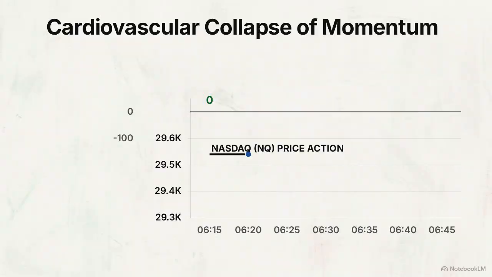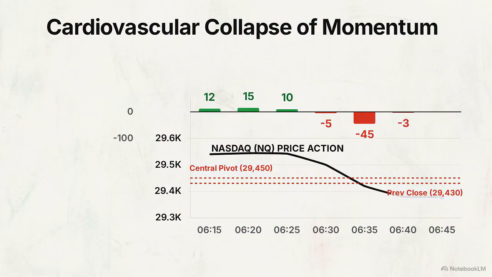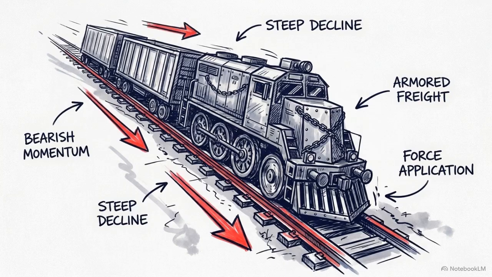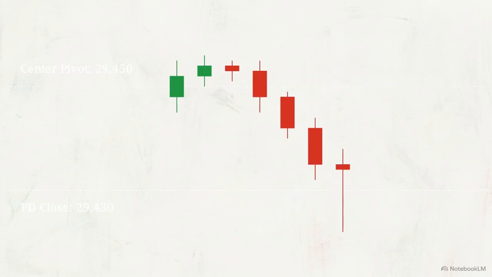On this split-screen dashboard, the trap becomes visible. While price drops, the engine telemetry in the lower panel instantly slams downward, crossing deeply below the zero baseline. This data signature represents a deliberate cardiovascular collapse of market momentum. Driven by this heavy negative expansion in the engine room, the price action cascaded aggressively downward. The drop sliced straight through the center pivot at 29,450 and immediately broke the previous day close at 29,430.